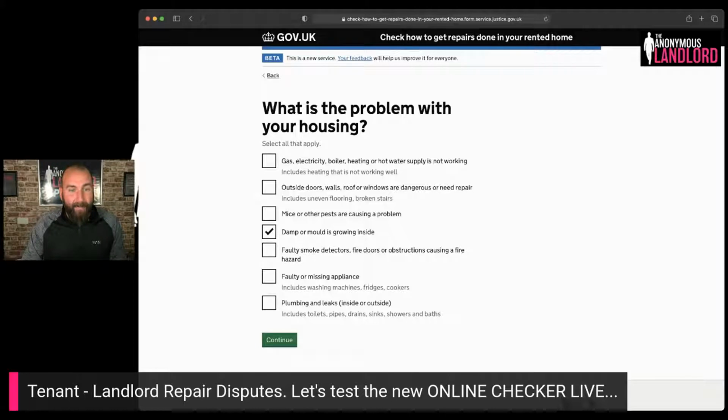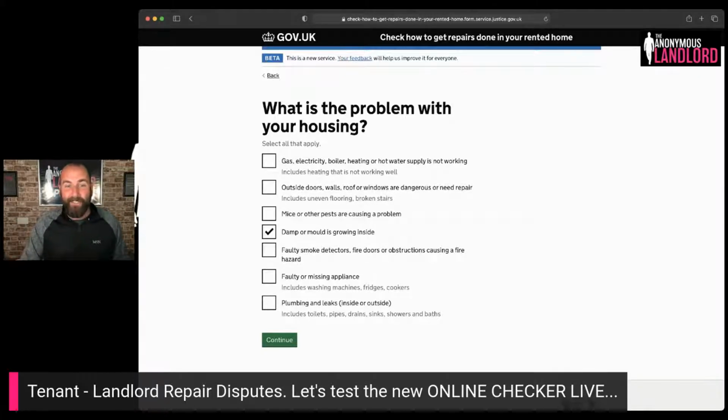This is a common one. Damp or mold. How many landlords have had complaints from tenants about damp or mold? And then there's the argument of, is it a building-caused problem, i.e. damp, or is it a tenant or living-lifestyle-caused problem, i.e. condensation?